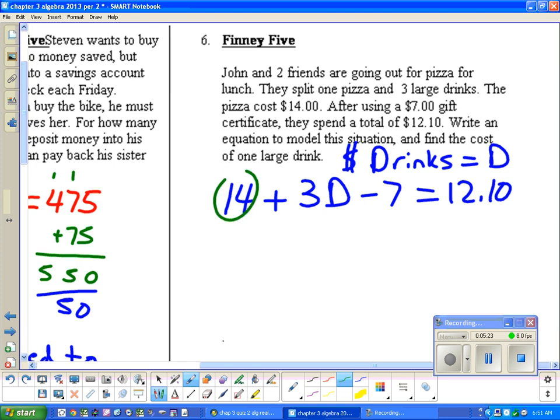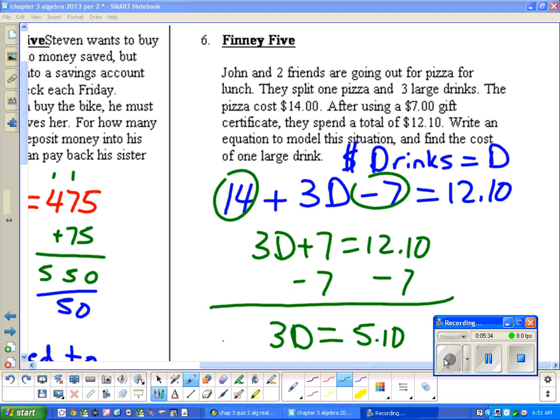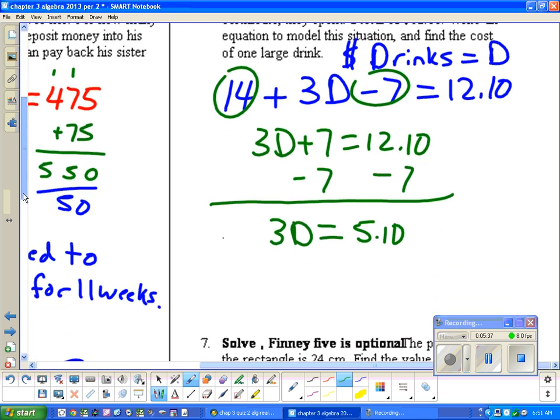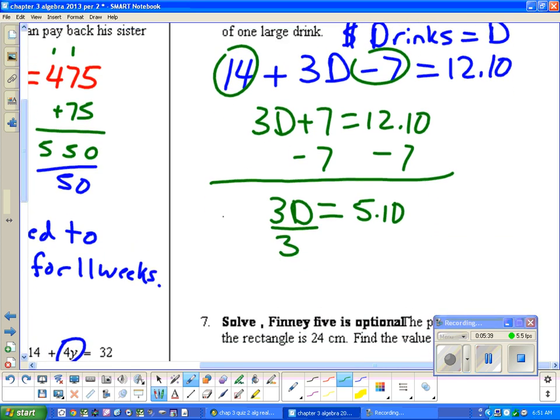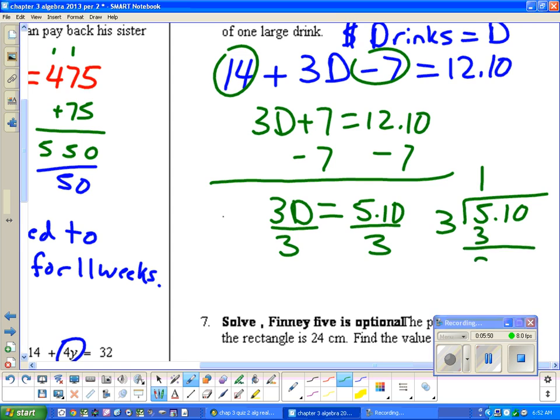So we're going to combine this and this. We get 3D plus 7 equals 12.10. Subtract 7 from both sides. We get 3D equals 5.10. Divide by 3. 3 goes into 5 once. 1 times 3 is 3. Minus 2, 1. Bring down the 1. 3 goes into that 7. So D equals 1.7.